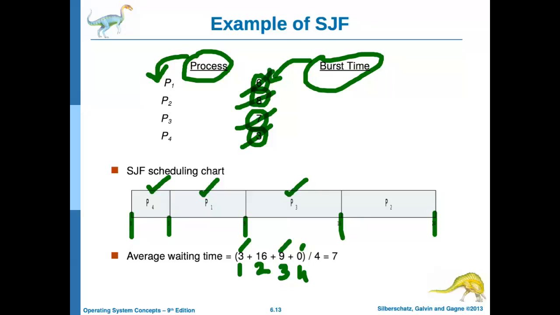Okay. Next, P2, it is scheduled at 16. So 16 minus 0 gives me 16. Now 3 plus 16 plus 9 plus 0. So 16 plus 9 gives me 25, plus 3 is 28. 28 plus 0 is 28, divided by 4 is equal to 7. So that is the average waiting time.